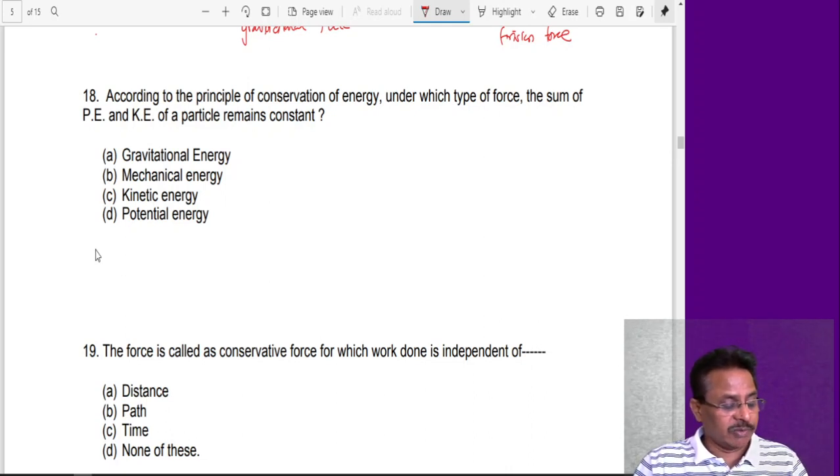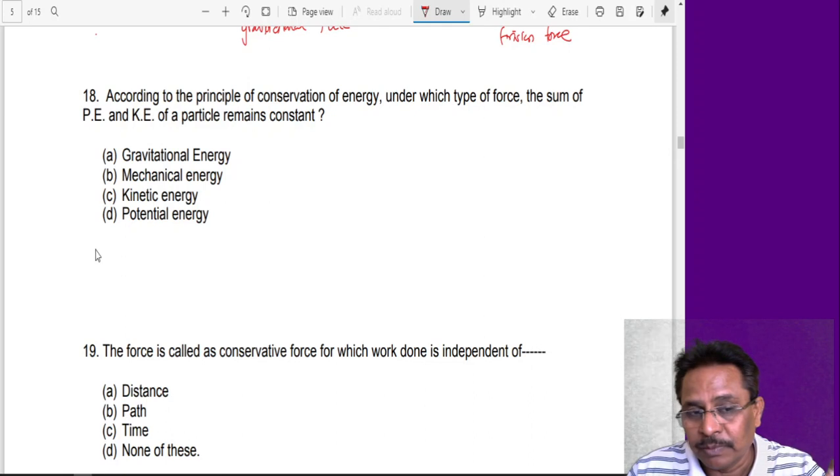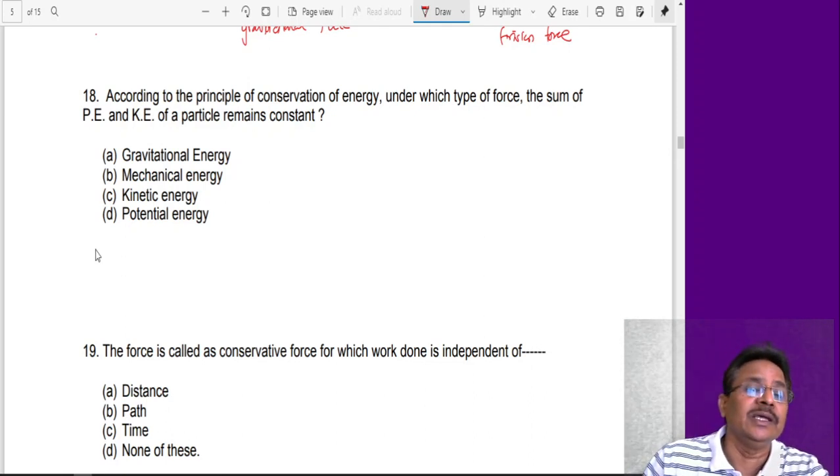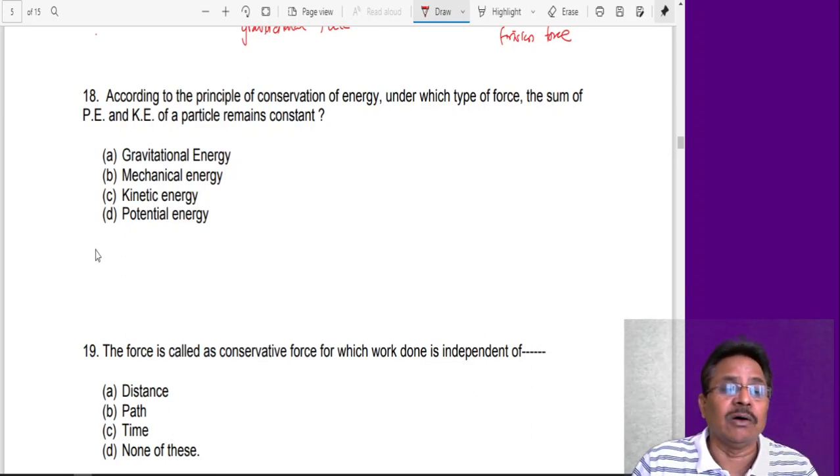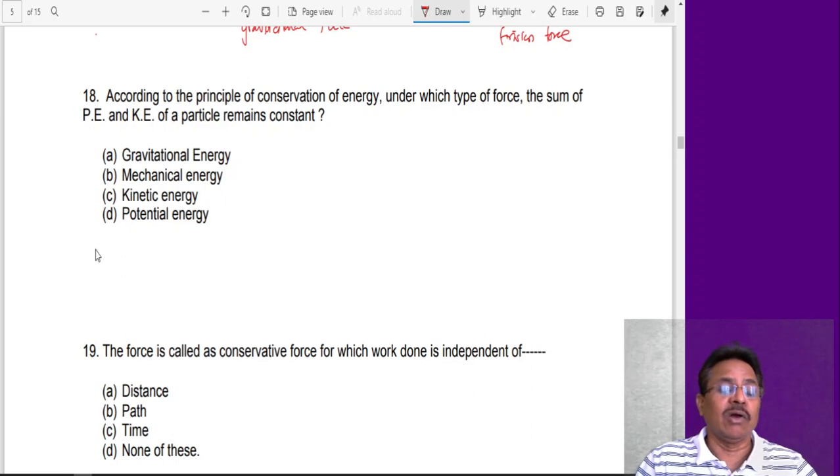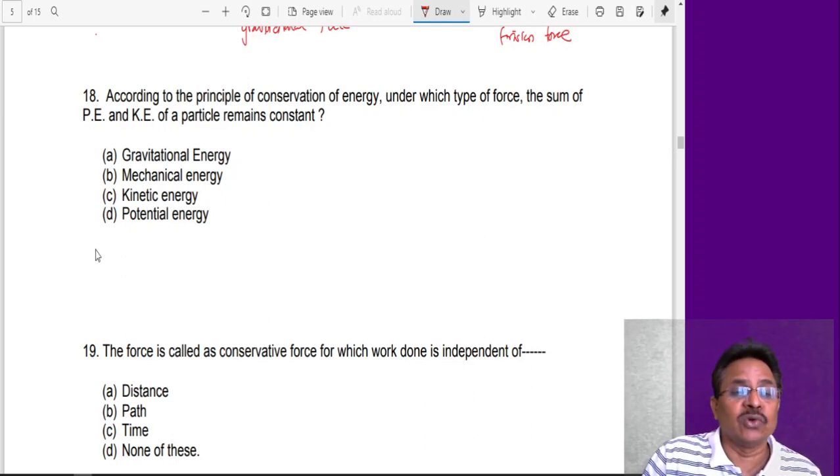So what is the answer of this question? Actually there is some printing mistake in this particular question. The options here are not correct; the options are required to be something different. So let's write the options.